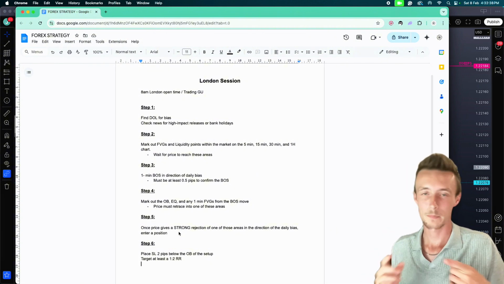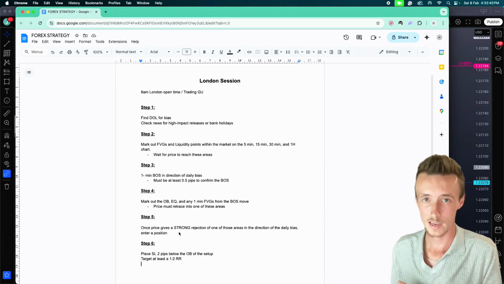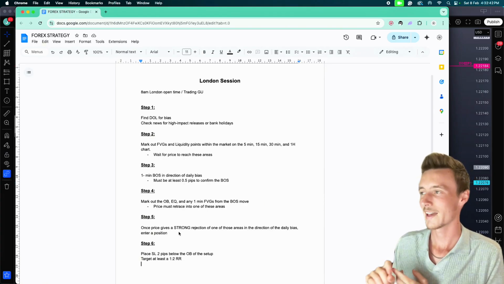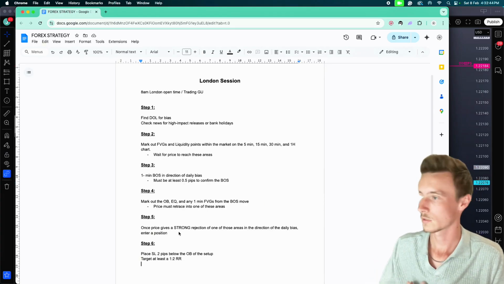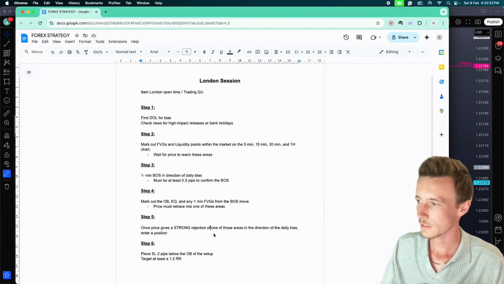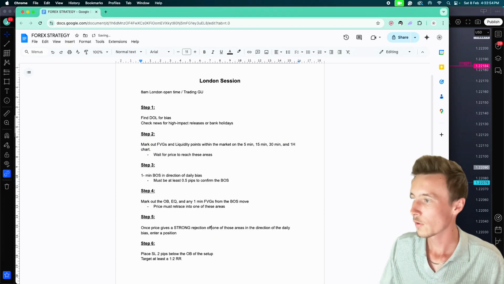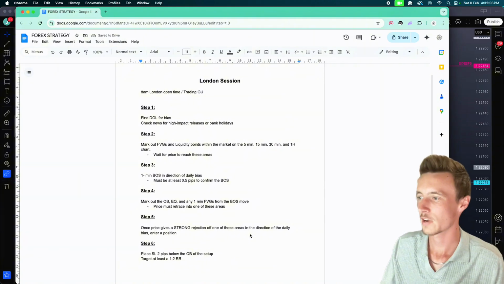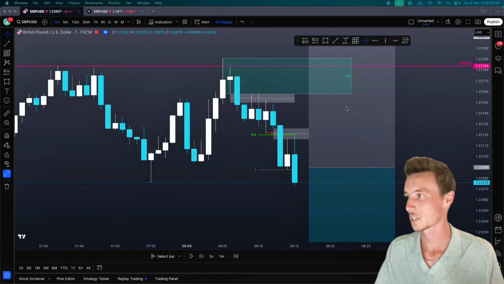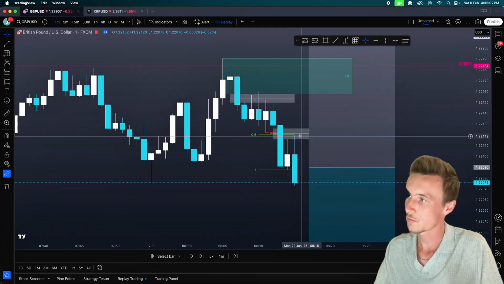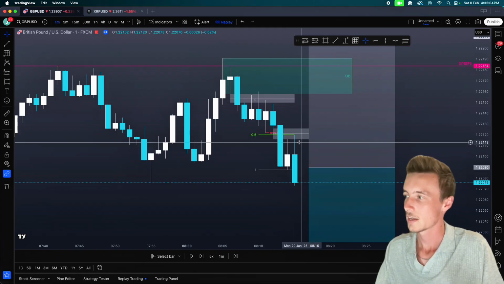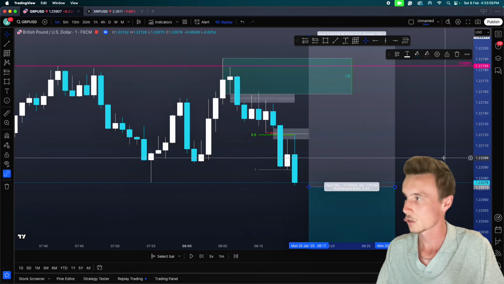That's why we learned about our bearish and bullish engulfing candles earlier in the course, and then as well the doji candles. So strong rejection, oh, that should say off one of those areas in the direction of our daily bias, and then we are entering a position. So as we can see, this candle did start filling, rejected to the downside. It is a nice bearish engulfing candle.